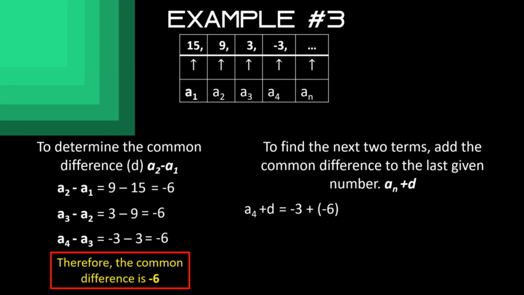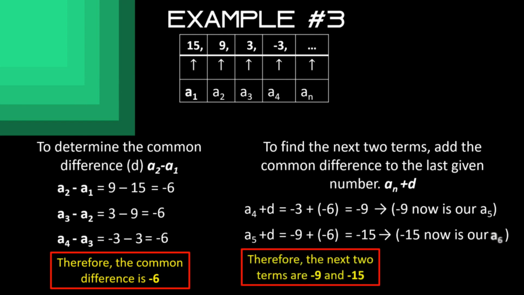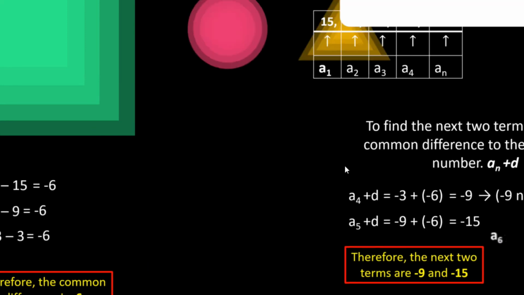plus negative 6, and it gives us negative 9. Negative 9 now is our a sub 5. From our a sub 5, add the common difference, which is negative 6, and it gives us negative 15. Negative 15 now is our a sub 6. Therefore, the next two terms are negative 9 and negative 15.